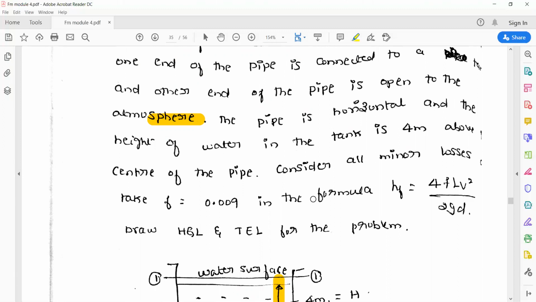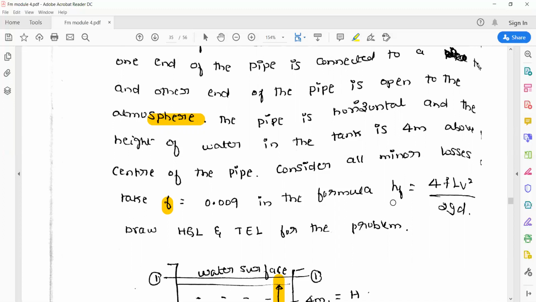Consider all minor losses. So what are the losses which occur? You can consider and take F, the coefficient of friction, equal to 0.009 in the formula HF is equal to 4 F L V square by 2 G D.